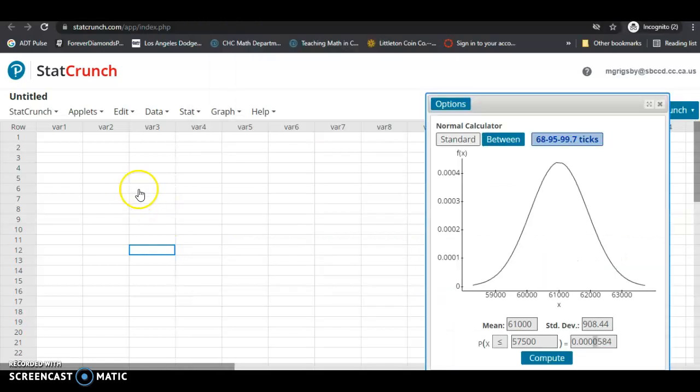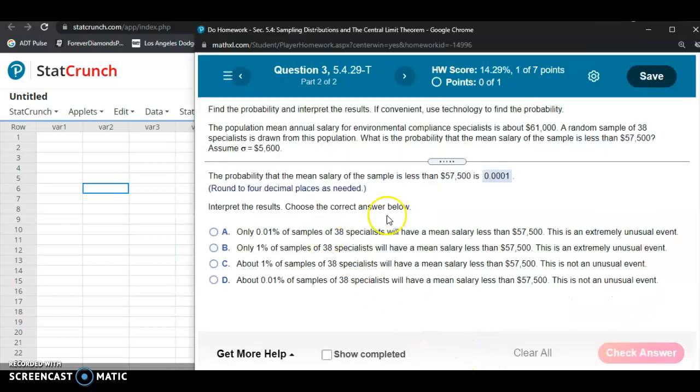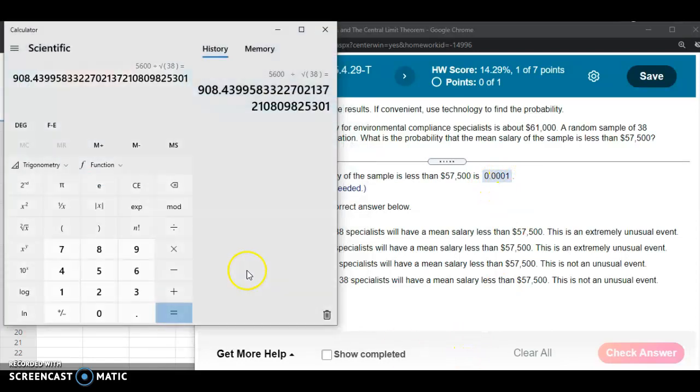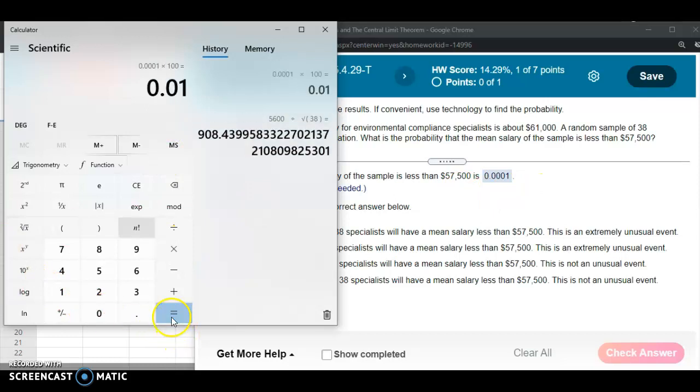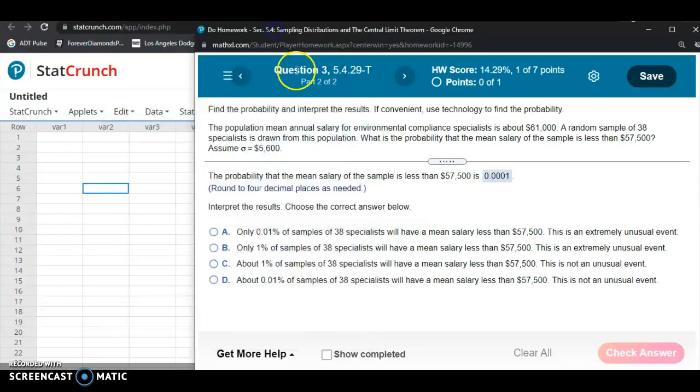What we want to do is convert this probability, 0.0001, into a percentage. We're going to use the rounded value, 0.0001. When you convert a decimal to a percentage, you move the decimal point 2 places to the right and attach the percent symbol. Or in a calculator, type in that decimal and multiply it by 100. So you get 0.01, so it's 0.01% of samples of these specialists that will have a mean salary less than 57,500.